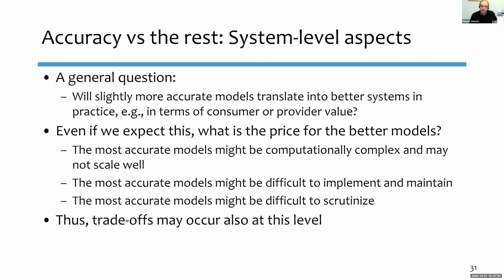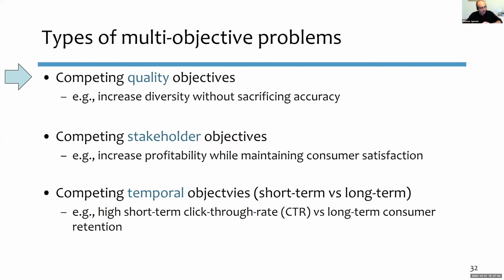It might be difficult to explain, it's difficult to scrutinize when there are problems. So there seem to be trade-offs, so multiple objectives in a very different way, not in terms of the recommendations, but the compromise between complex models and high accuracy, maybe. It's a side topic. But let's move on to the other two categories.